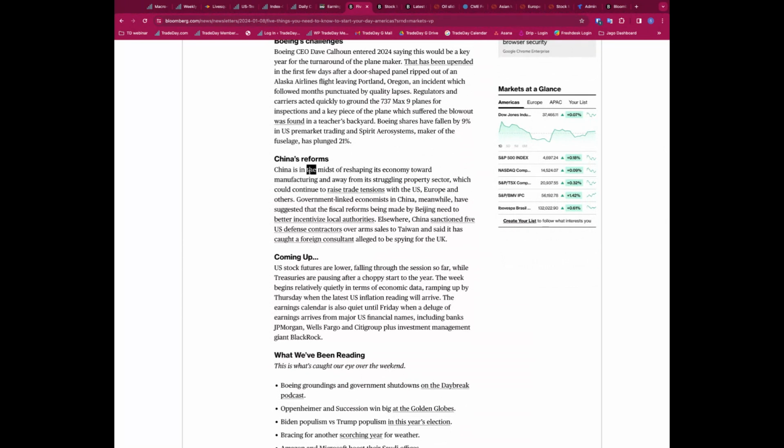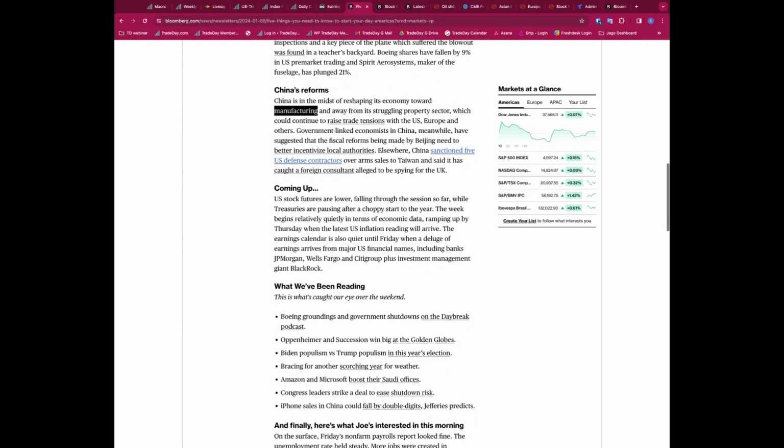China in the midst of reshaping the economy toward manufacturing, away from its struggling property sector. We all know about the property woes. I think those property woes are in the rear view mirror, and looking forward to a more positive outlook for China going into this year.